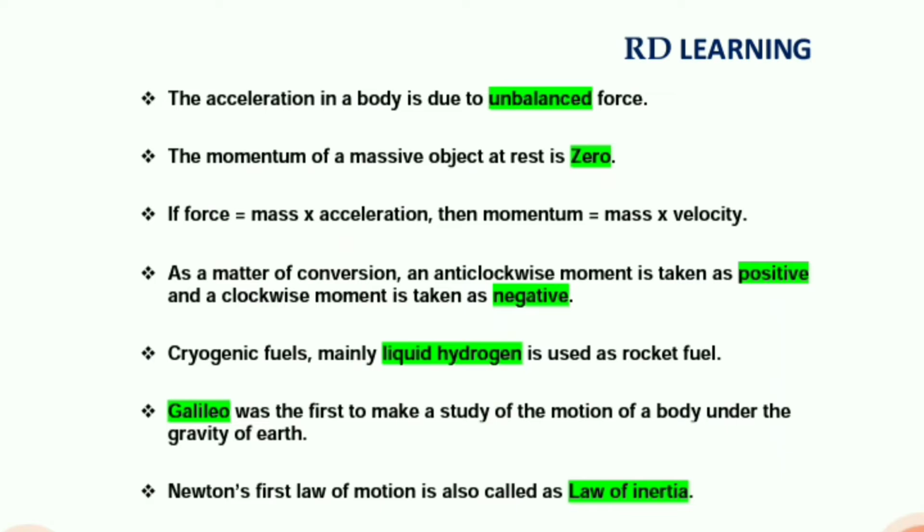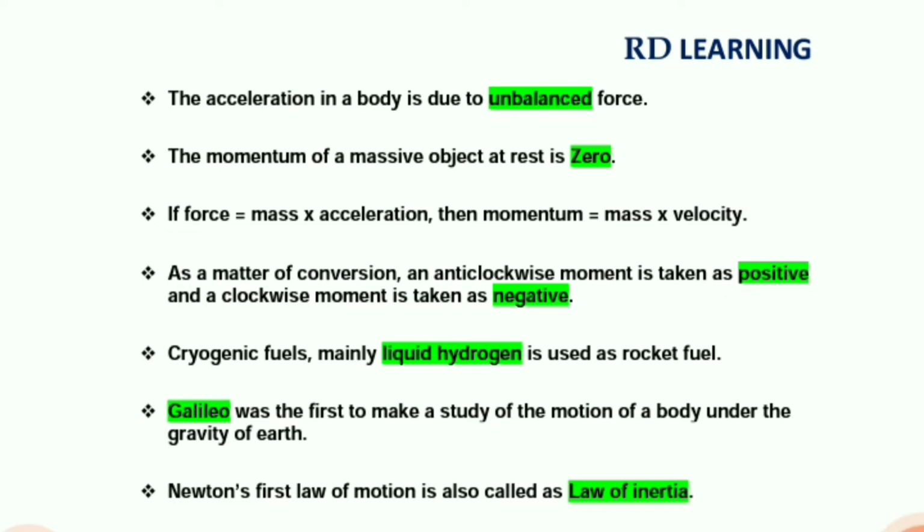Next, the acceleration in a body is due to unbalanced forces. The momentum of a massive object at rest is 0. If force is equal to mass into acceleration, then momentum is equal to mass into velocity. As a matter of convention, an anti-clockwise momentum is taken as positive and a clockwise momentum as negative.